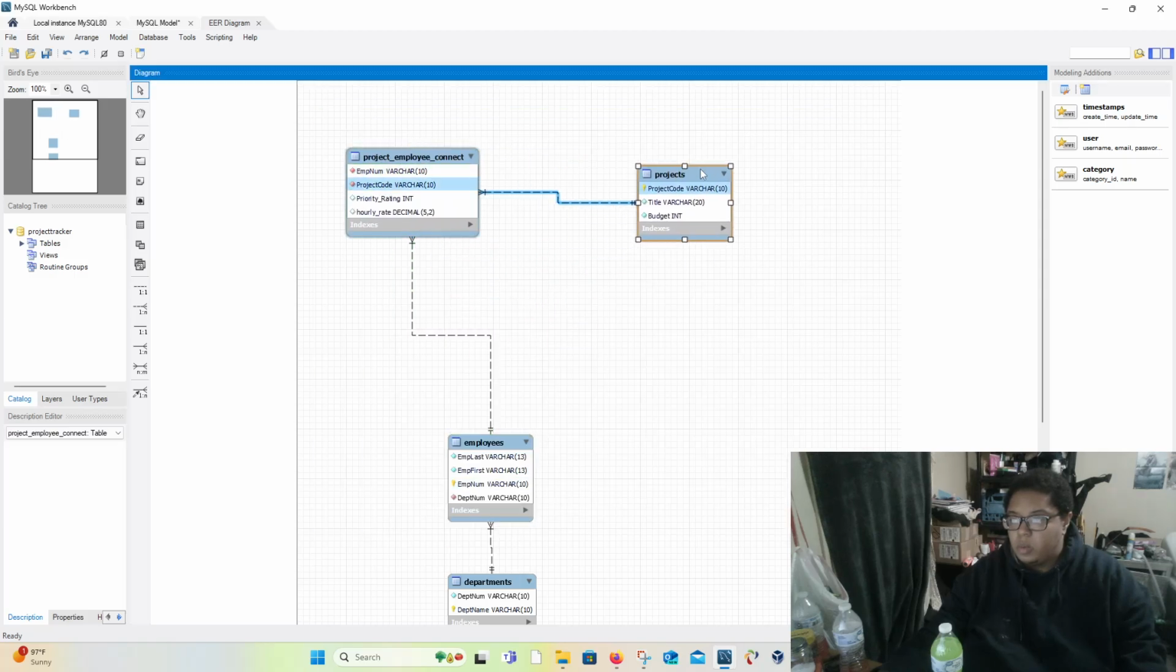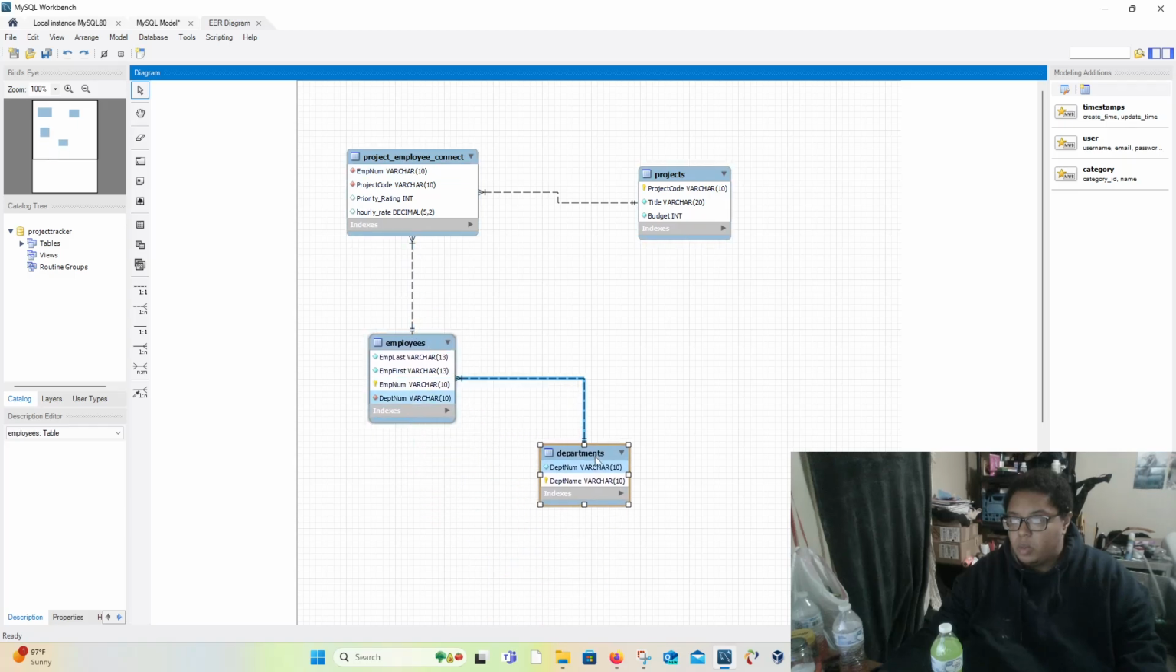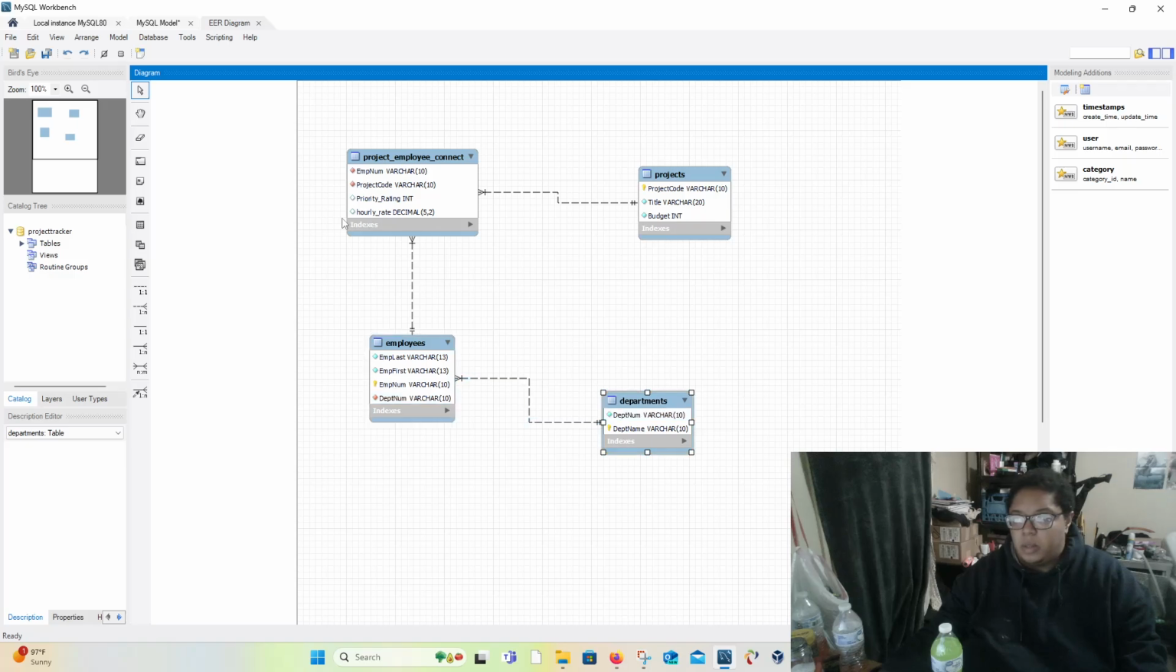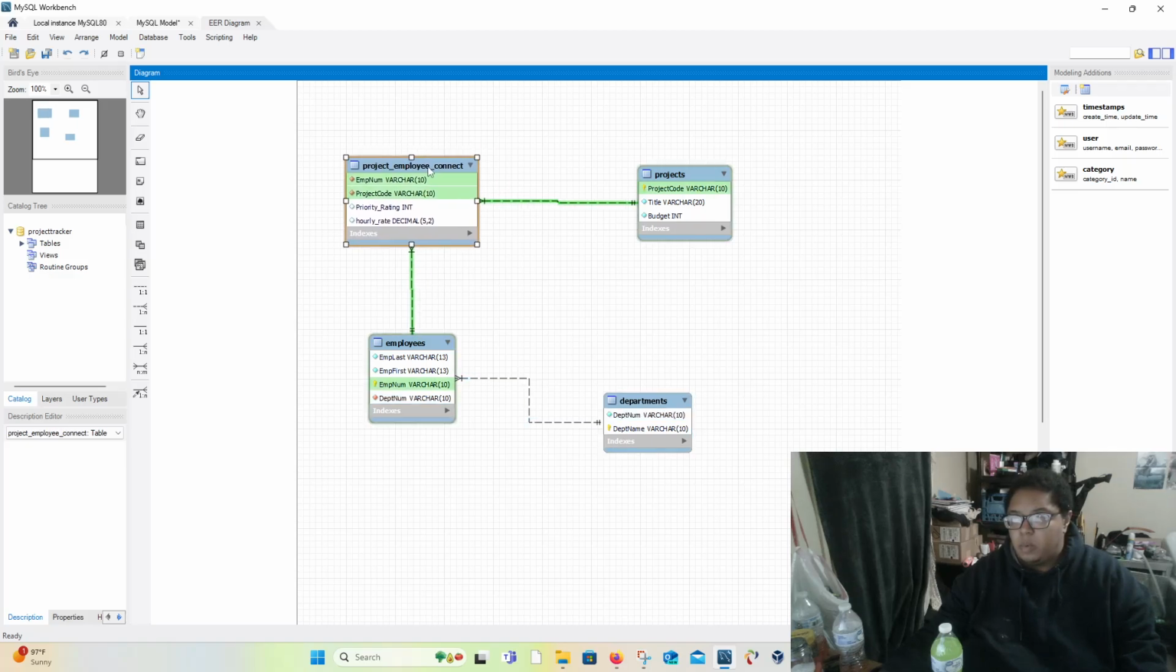So, there's my employees, okay. I hope you guys can see that. This is my bridging table. I have hourly rate in there as well because she said hourly rate doesn't belong in the employees table. I don't know why hourly rate does not belong in the employees table. It's information that is directly connected to the employees. But I took it out because she said that it doesn't belong there.